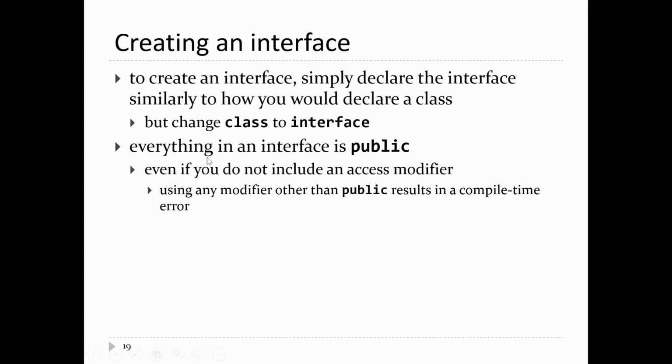Everything in an interface is public. So interfaces are meant to describe the public interface of a class. So everything in it is public. If you try to make anything inside the interface not public, the compiler will complain. So either have no access modifiers in the interface, or every access modifier is public. If you try to use private or protected, the compiler will not allow you to do so.